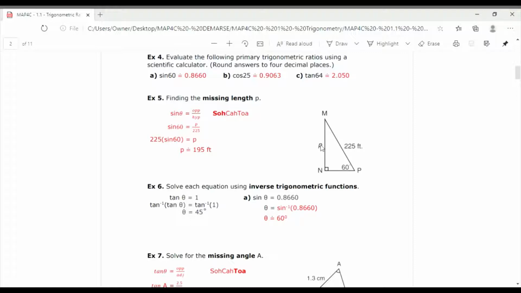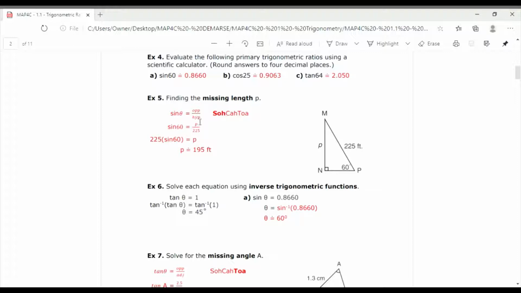Which ratio should I use? Now SOHCAHTOA is helpful for this. The ratio using the opposite and hypotenuse is sine, because with SOHCAHTOA, sine is opposite over hypotenuse. So first let's write the equation. Sine theta in its general form is equal to opposite over hypotenuse. Now I can begin filling in values. The value of the angle theta, or in this case angle P, is 60 degrees.